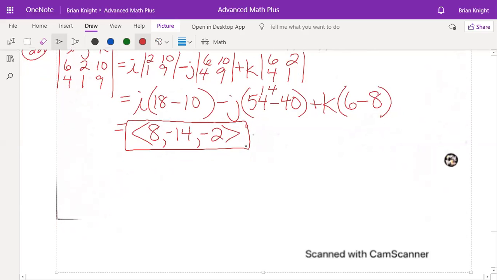And then we check those. 8, negative 14, negative 2. Inner product with 6, 2, and 10. And we also do the inner product of 8, negative 14, negative 2, and 4, 1, and 9.